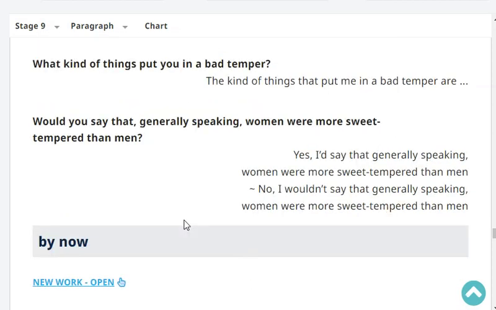What kind of things put you in a bad temper? The kind of things that put me in a bad temper are things that go wrong, and so the higher temperature, I am very hot.